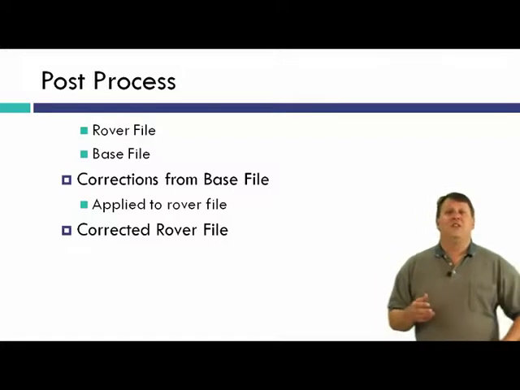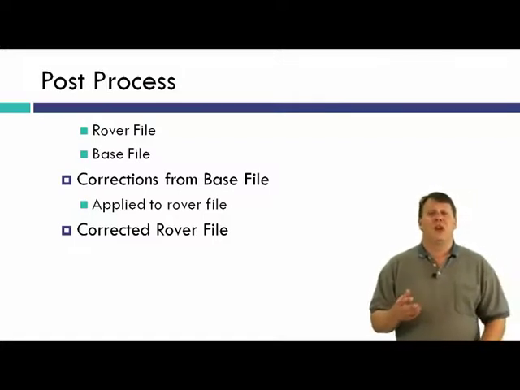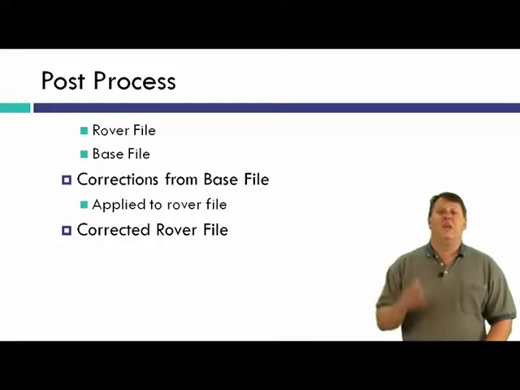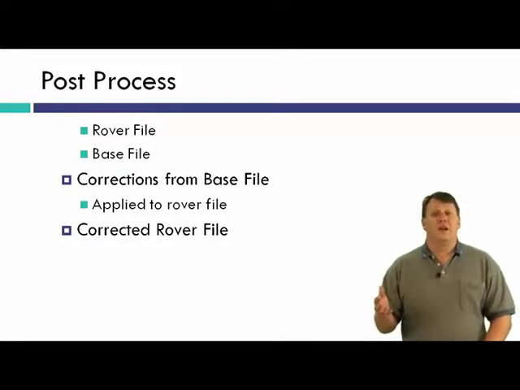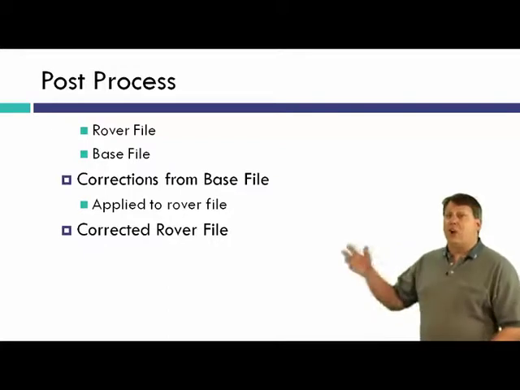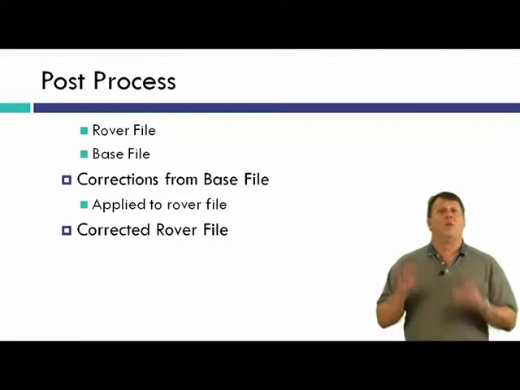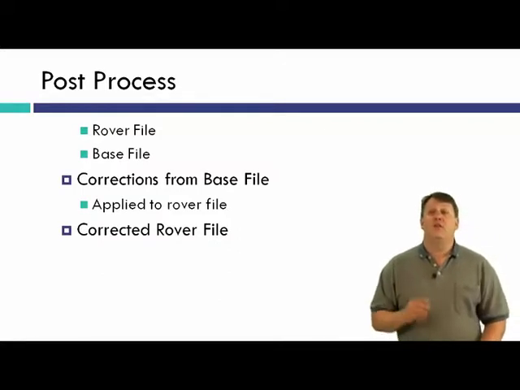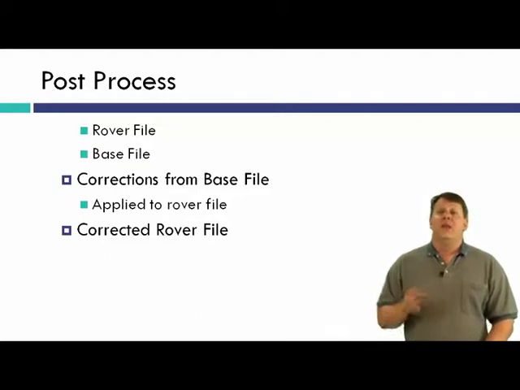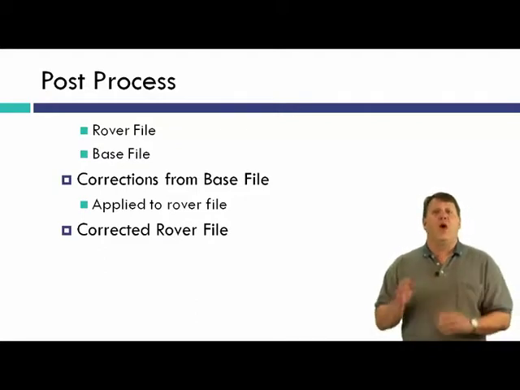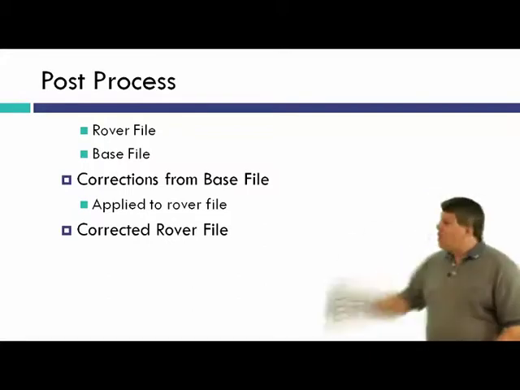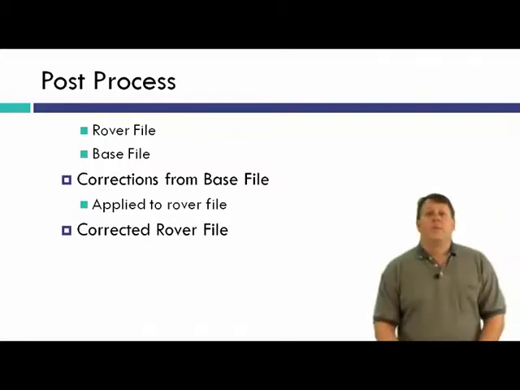The nice thing is Trimble maintains a list of CORS sites where correction data can be downloaded from. When we select our CORS site to correct the data, the utility automatically goes out to the internet and downloads the appropriate file or files based on the date and the time that we were out there in the field collecting data. Then the corrections from the base station are applied to our rover data to create our corrected file. So that's how post-processing works.